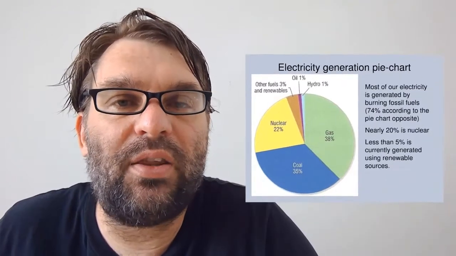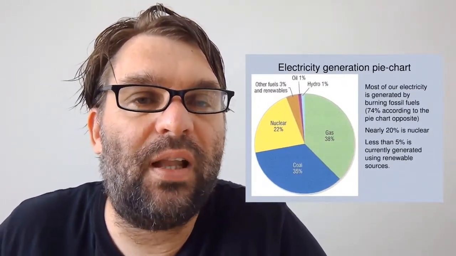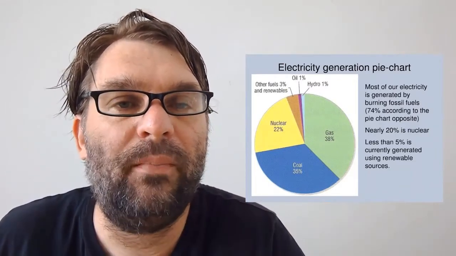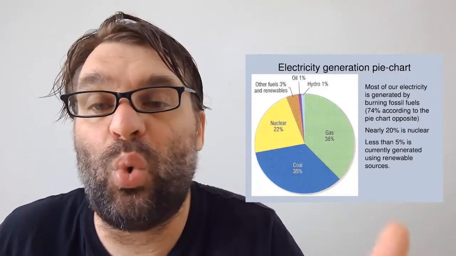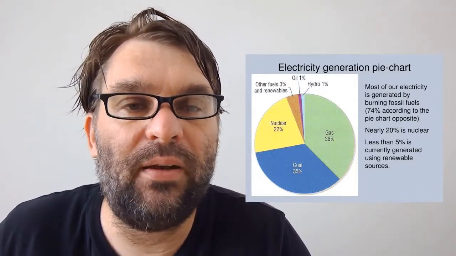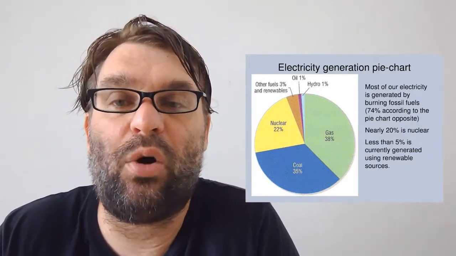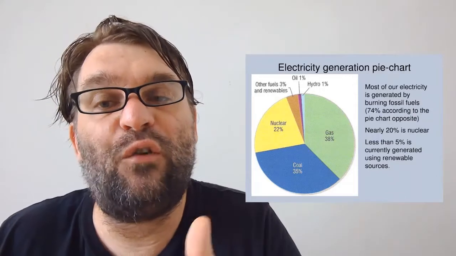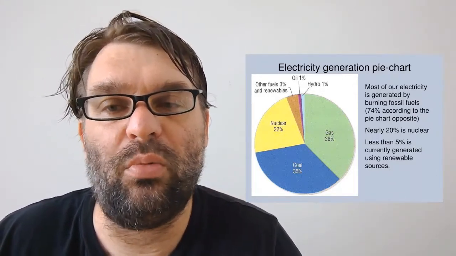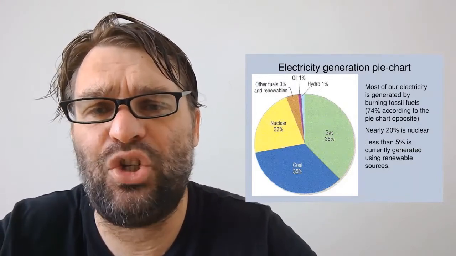So just in summary, this is the electricity generation pie chart. Most of our electricity is still being produced by burning fossil fuels, gas and coal. Nearly 20% of the world's fuel is through nuclear, especially in France, for example, and less than 5% is from renewable sources. So it's our job to try and transfer from non-renewable fuel sources into renewable fuel sources. And that's essentially a summary of energy production.